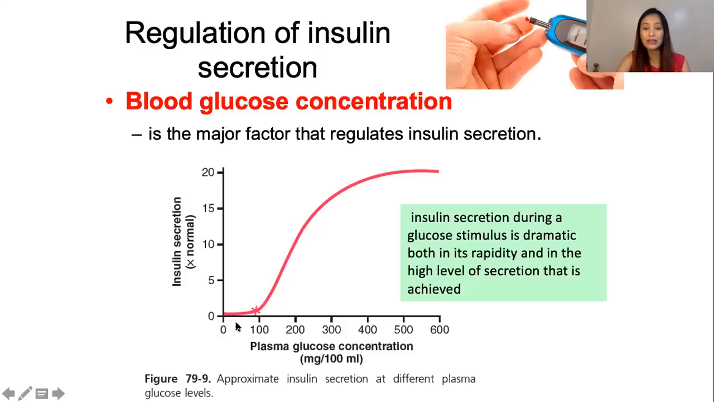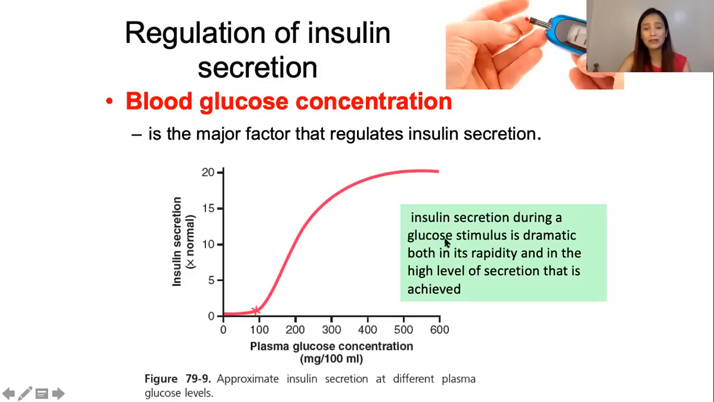As you increase your glucose concentration, your insulin secretion also increases so that it will facilitate the uptake of glucose into your cells. So insulin secretion during a glucose stimulus is very dramatic, both in its rapidity and in the high level of secretion that is achieved. Although, of course, there is a limit.